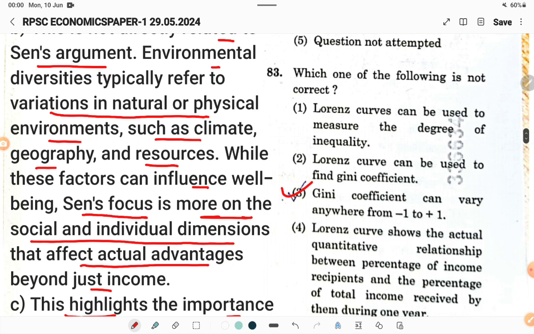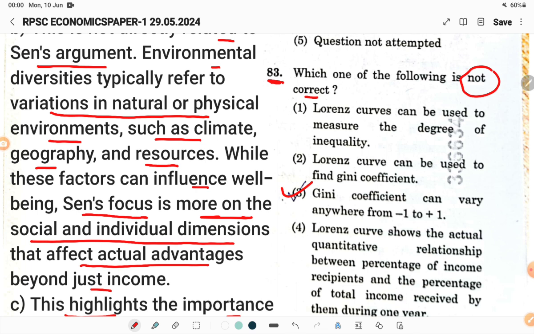Now the next question is 83. Which of the following is not correct? So first is, Lorenz curve can be used to measure the degree of inequality. It's right, the question is asking about not correct. So this first statement is correct, because Lorenz curves are graphical representations used to visualize income or wealth distribution within a population. They help measure inequality by comparing the actual distribution of income or wealth with the hypothetical situation of perfect equality.